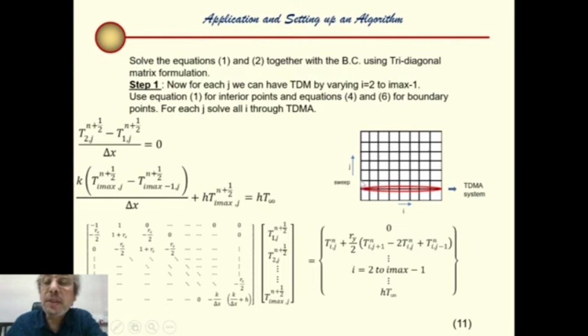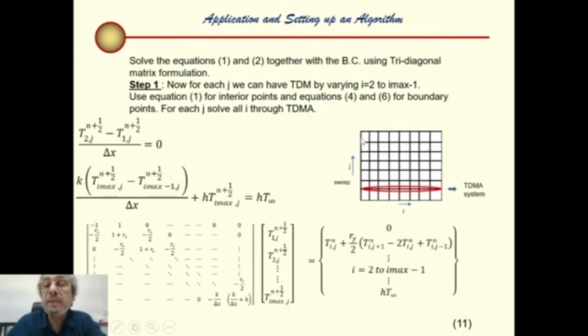Similarly, j equal to 3, similarly, j equal to 4. So at each j, we will form a tridiagonal matrix system. After solving at each j, we will get the entire row. So we are going from one j to another j and completing the entire row. And since we are progressing in the j direction, we will call it a j sweep.